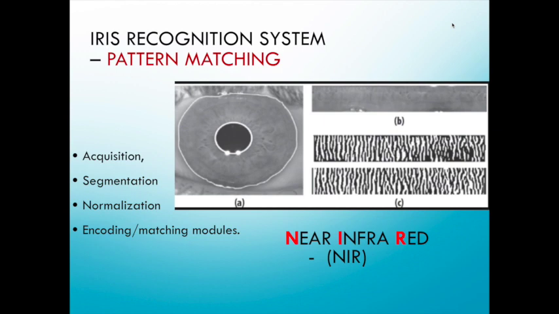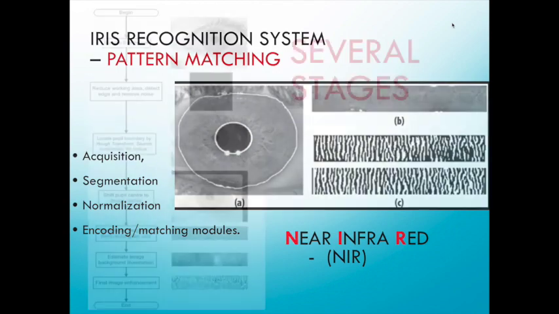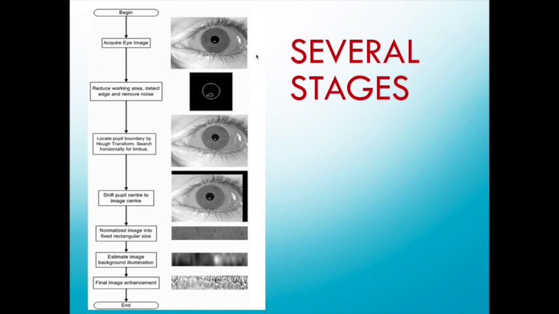So color plays very little role in iris recognition. It's all about processing a monochromatic image using a near-infrared camera. There are several stages to do this, from acquiring the image, reducing the working area down to just that iris section and disregarding everything else, to transforming the pupil so it's looking straight into the camera. If the head was tilted slightly, that image has to be slightly transformed to be straight on. But once that's done, the image can be extracted fairly easily.